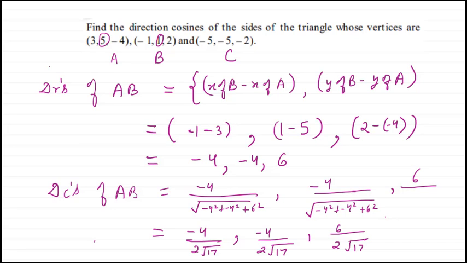Sometimes you will get questions where you have to prove that 3 points are collinear. In that case, you will find out the DRs of AB and the DRs of BC. You will see that the DRs of AB and BC will be proportional. So in that case, you can prove that the 3 points are collinear.